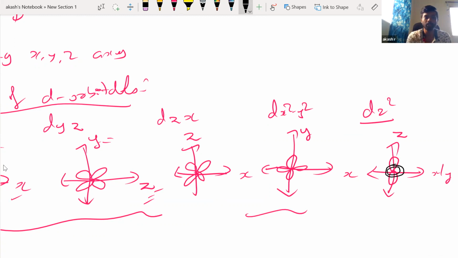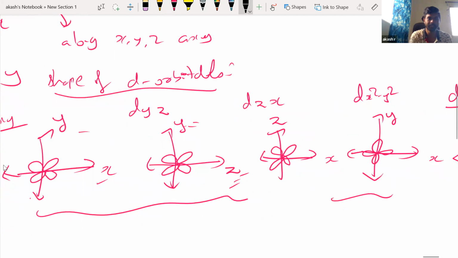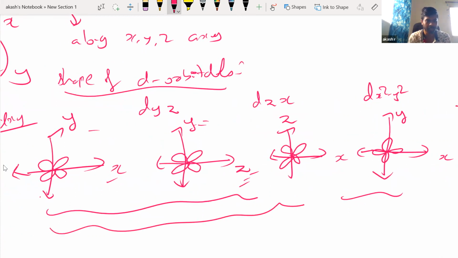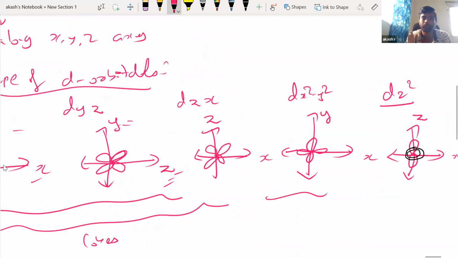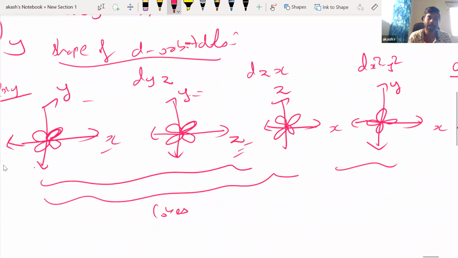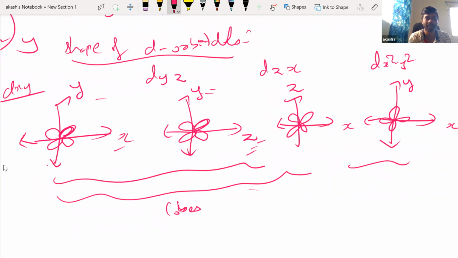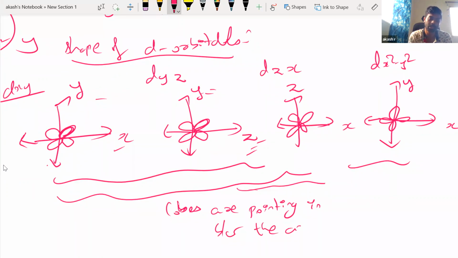Right? So now if you check the first three, the lobes, this is what is called one lobe, this is called another lobe. There are 4 lobes on all of these. In all of these 4 cases we have 4 lobes except for dz squared. dz squared is a little different. Generally a d orbital will have 4 lobes. So what can I see in the case of dxy, dyz and dzx? The lobes are pointing in between the axes.